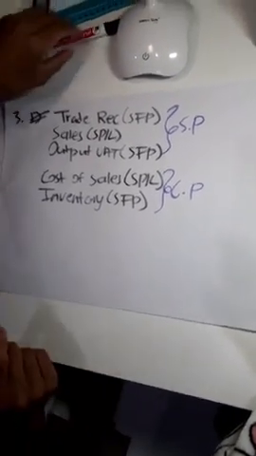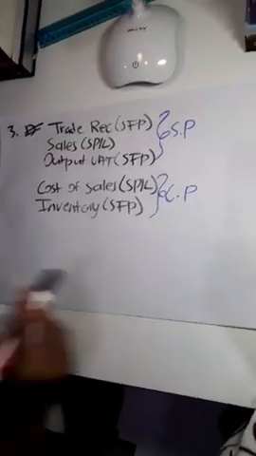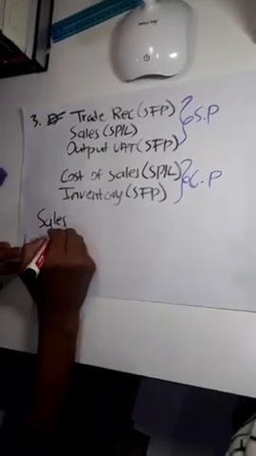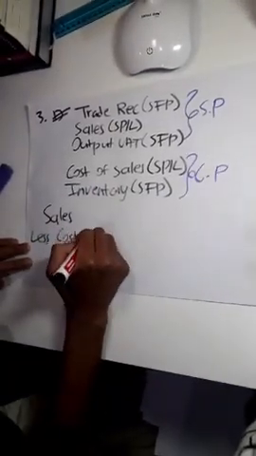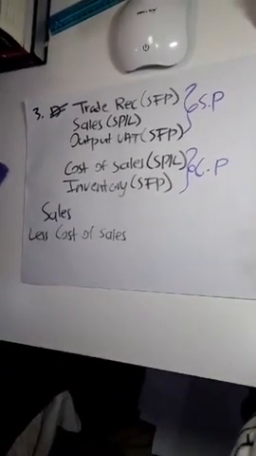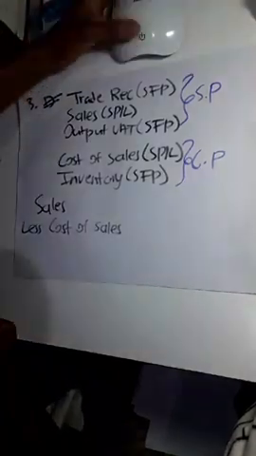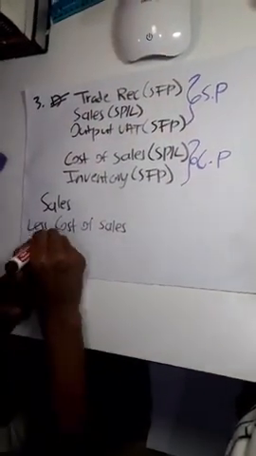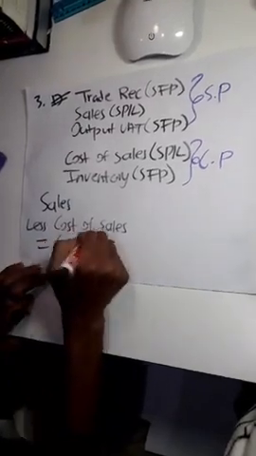So okay, let's do our mini income statement. What is the income statement? Sales less cost of sales, right? Sales less cost of sales, right? You get what? A gross profit.